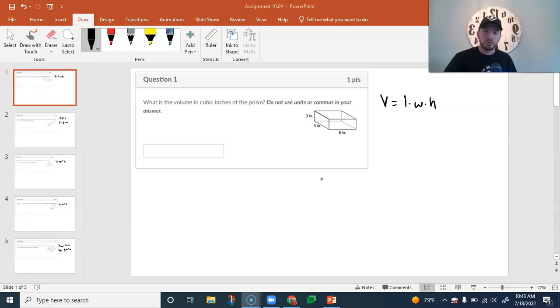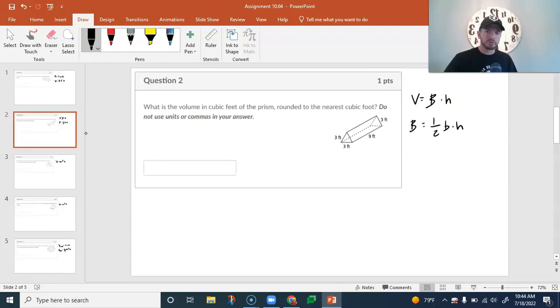So for number 1, it says, what is the volume in cubic inches of the prism? So for a rectangular prism, the volume formula is really easy. It's just length times width times height. So quite literally, you just plug all of these numbers in. Volume equals 8 times 5 times 3. And then work that out, and then you're done. That's your answer, okay? Your answer will be in inches cubed, but you don't need to put that into Canvas. So that's it for number 1.